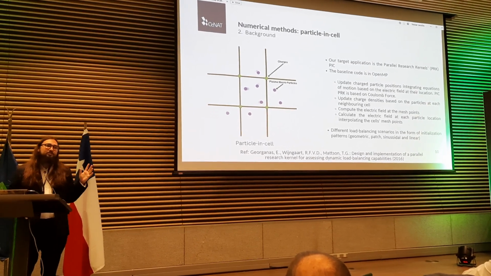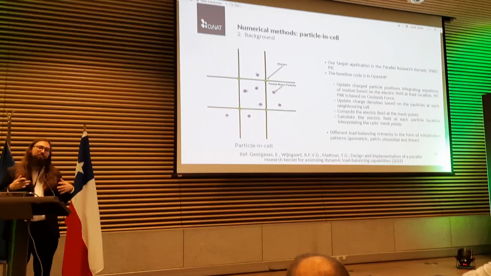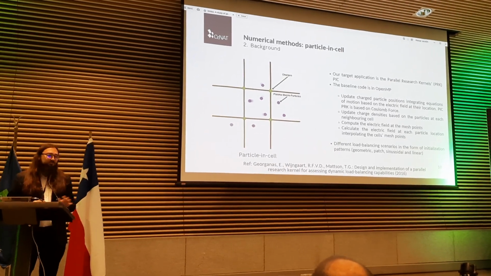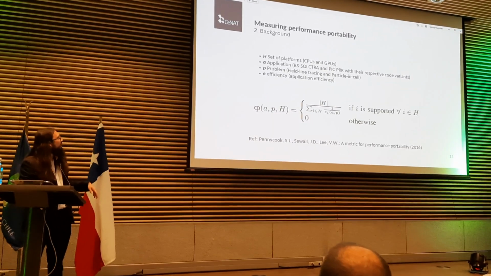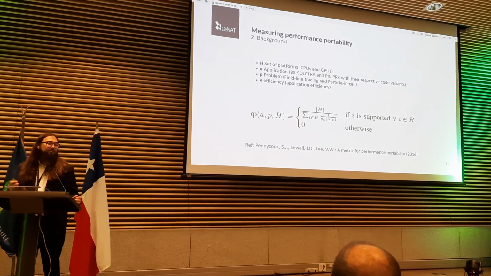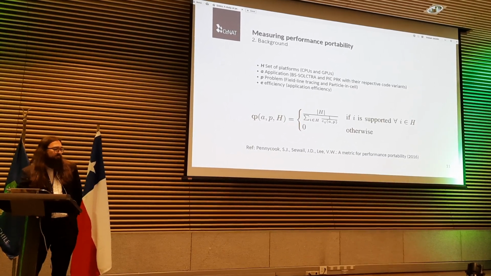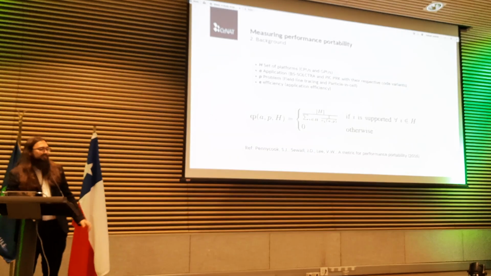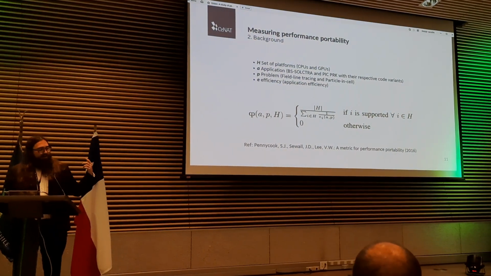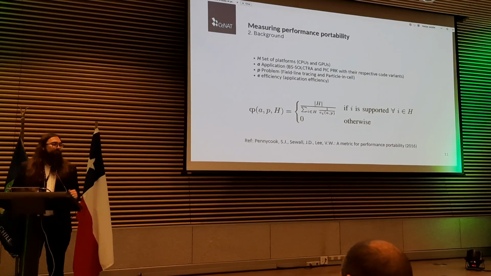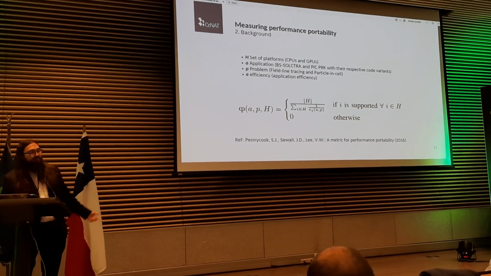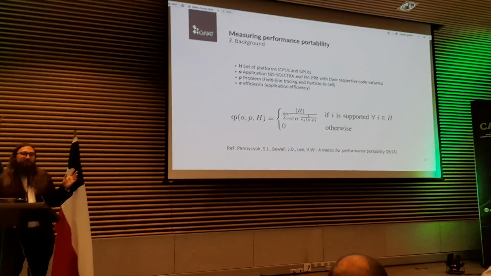but we are focusing on the intranode parallelism models, so we should expect that different load balancing scenarios shouldn't affect our results. Now, to measure how performance portable our new implementation was going to be, we decided to adopt Pennycook's performance portability metric, which considers a set of platforms, which are the devices we're going to be running our code in, and an application that solves a problem. So we have our code variants that solve either the field line tracing or the particle in cell, and we also have the efficiencies of these applications.